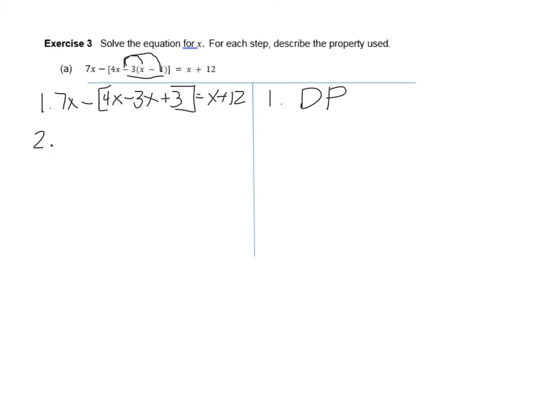Continuing to work inside those parentheses, I would combine these like terms. 4x minus 3x is 1x. We end up with 7x minus, in parentheses, we have 1x plus 3 equals x plus 12. And as I said just a minute ago, whenever you combine like terms, you are using the associative property of addition.